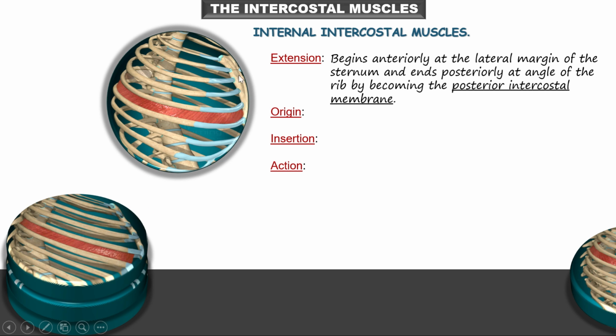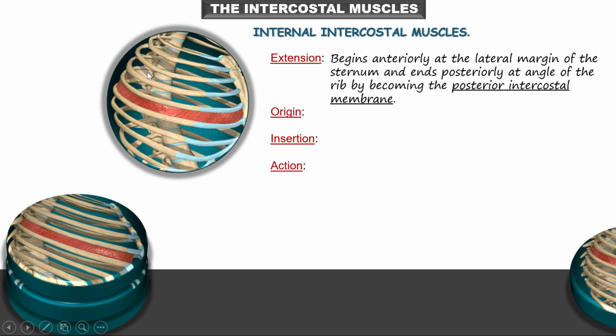So we can see the fibers. This is our sternum here. The fibers are beginning right here from the side of the sternum. So they complete that space and then they run obliquely backwards as we see. And then at the level of the angle, or that sharp corner of the rib, they don't complete the space. They end as this whitish membrane we can see in this diagram as the posterior intercostal membrane, or sometimes called the internal intercostal membrane.